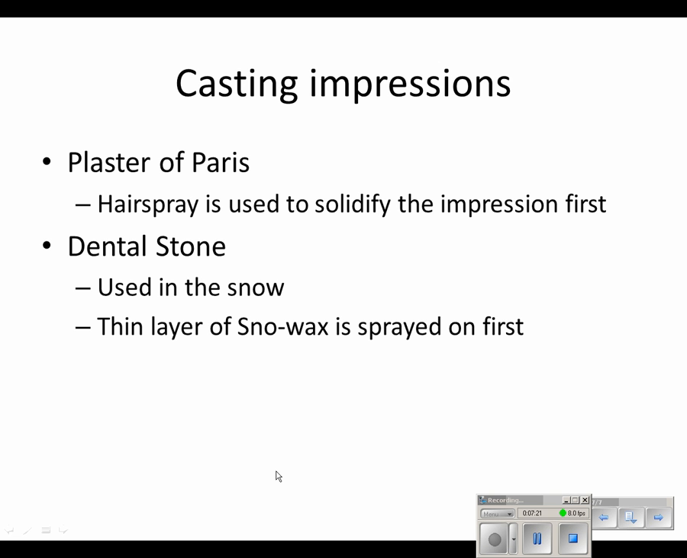So if you find footprints in the snow and you want to cast them, you're actually going to spray a thin layer of snow wax. It's different than hairspray, it's more of a wax. And that would go on the print to hold it in place, and then you're going to pour the dental stone. And that doesn't solidify as quick as the plaster of Paris, so it's easier to use in the cold temperatures. So that is what you need to know about footwear marks.